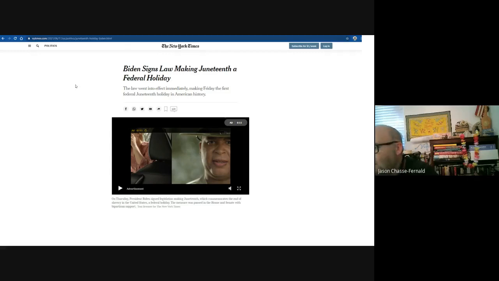So let me give you a couple of different ways to source this, as a way to teach how to source. If you had to source a document from a month or two ago, here's an example: New York Times, Biden signs law making Juneteenth a federal holiday. The law went immediately into effect on Friday for the first federal Juneteenth holiday.